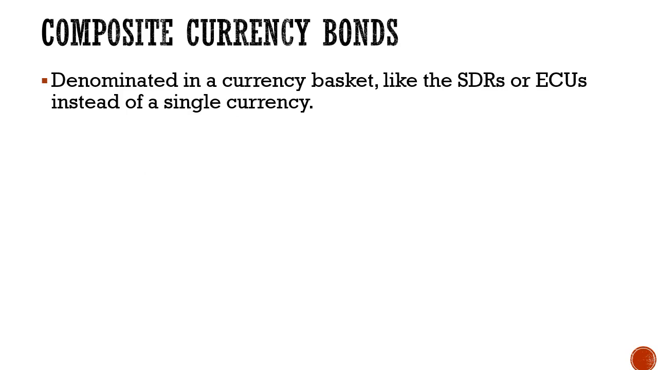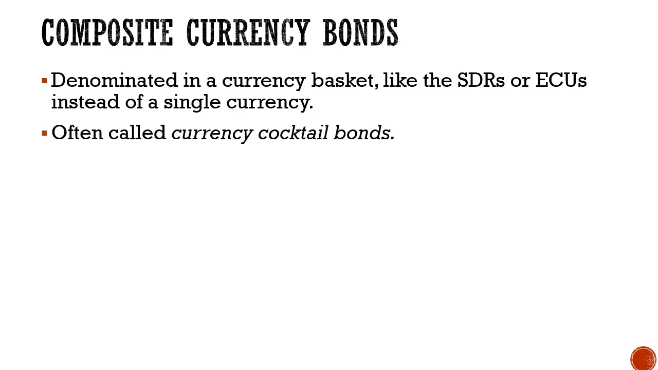Next, we have the composite currency bonds. It is denominated in a currency basket like the SDRs or the ECUs instead of a single currency. They are often called currency cocktail bonds. Typically, composite currency bonds are straight fixed rate debt.